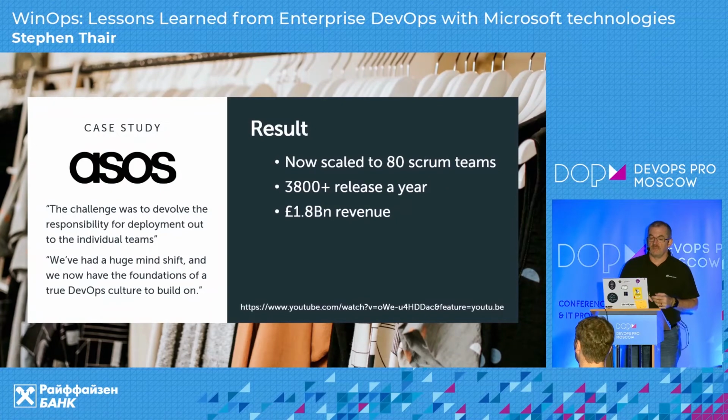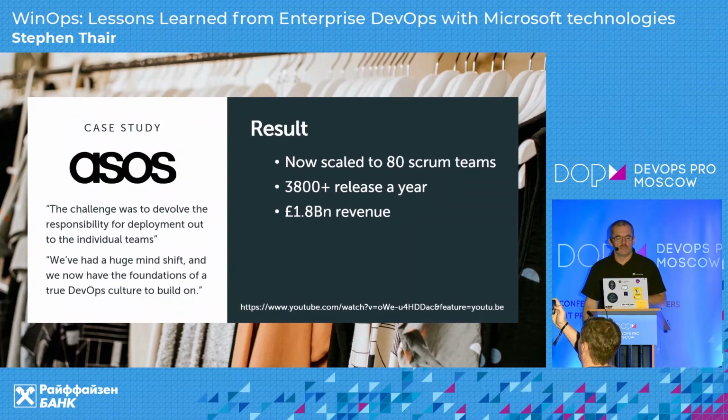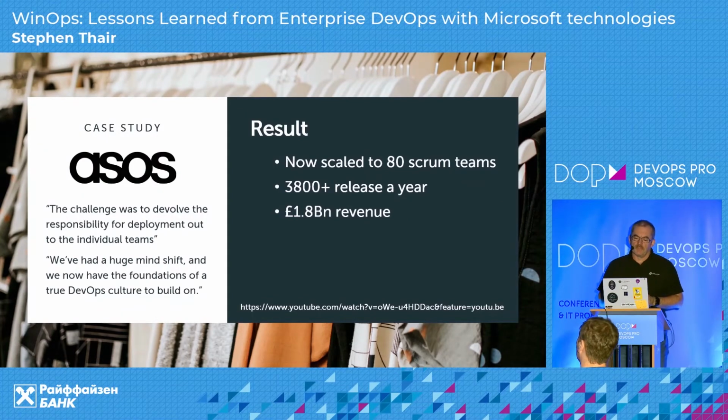So as of now, they've got 80 Scrum teams. Remember, this is a fashion retailer that now has 80 full-time development Scrum teams with 7 to 9 people in each team. They're doing 3,800 releases a year, and last year their turnover was £1.8 billion. So they've been able to scale massively because they adopted this DevOps automation, because they adopted this tooling, because they adopted more agile ways of working, because they decentralized stuff out and empowered those individual product teams as much as humanly possible. So really, really great outcome for them.